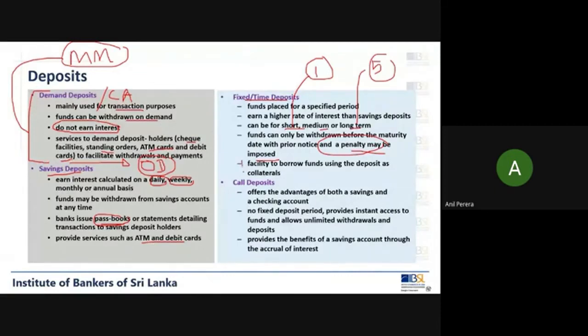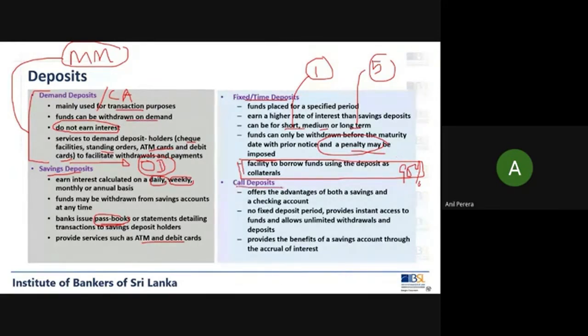One of the important things about an FD is that it can be used as collateral to borrow. Against an FD, I think you can borrow up to 90%. The loan to value ratio is like 90% if you have an FD with a bank. So it's a very secured way of borrowing, because the security is already there with the bank. So banks are very eager to lend based on FDs, because there's no risk for them.